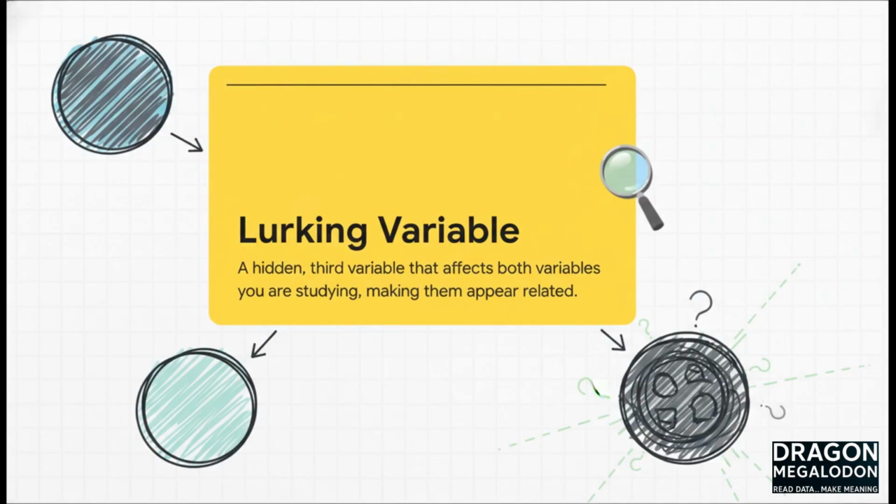So why do we make this mistake so often? Usually it's because of something called a lurking variable. This is the hidden culprit, the villain hiding in the shadows. It's some third thing that's secretly pulling the strings on both of the variables we're looking at, making it look like they're connected when they're really not.